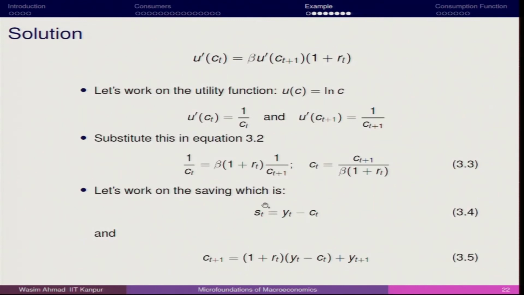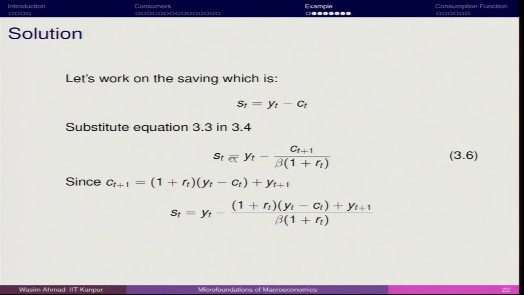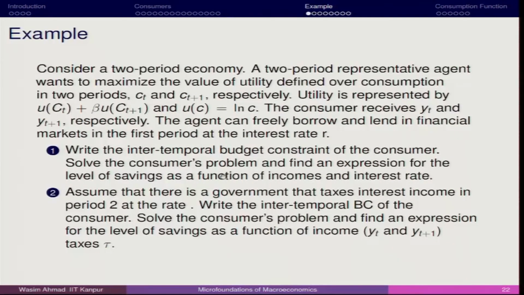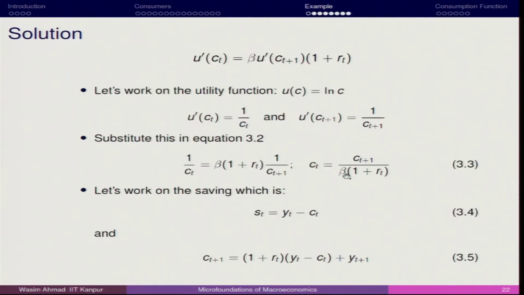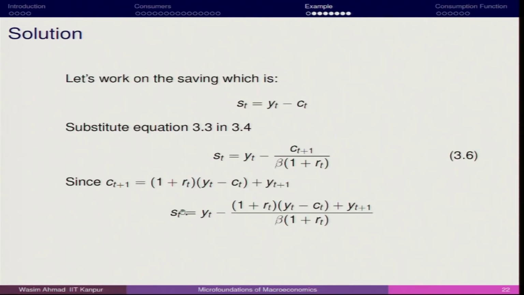So, saving is S t is equal to Y t minus C t. I have the C t expression here, and I just substitute it here. So, you get this expression: S t is equal to Y t minus C t plus 1 upon beta into 1 plus R t, and if you solve further, it becomes the same. If we try to replace C t plus 1 by this expression, because we want to solve in terms of income and interest rate in the current period only, we are going to replace this by this.